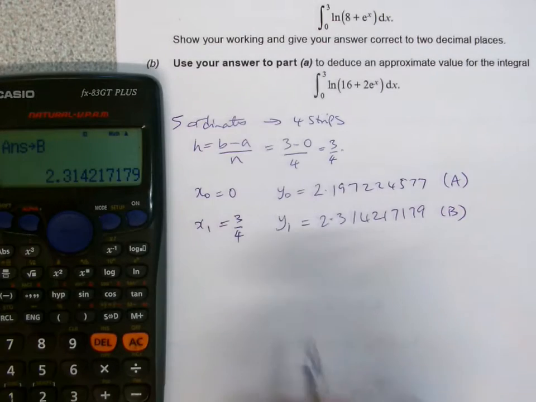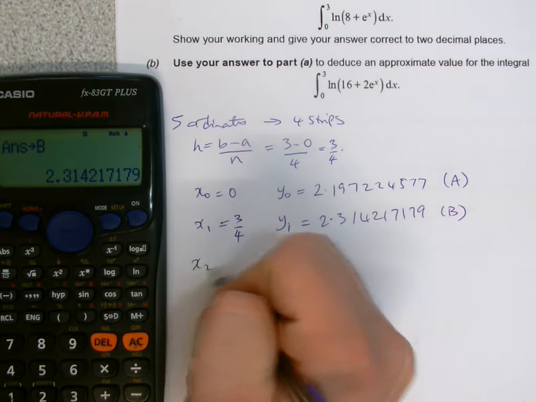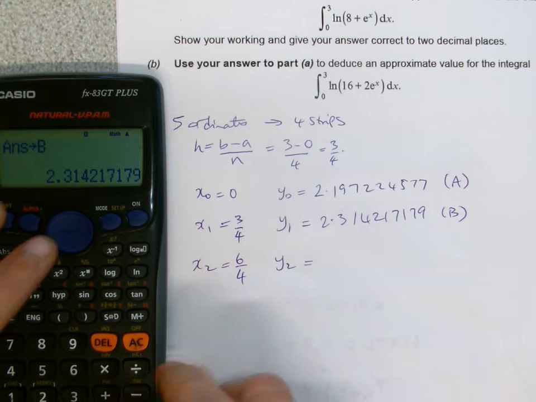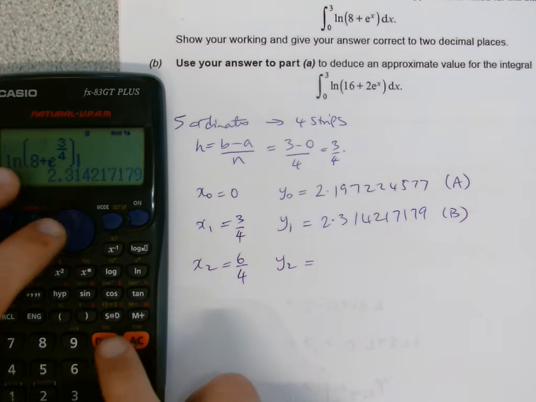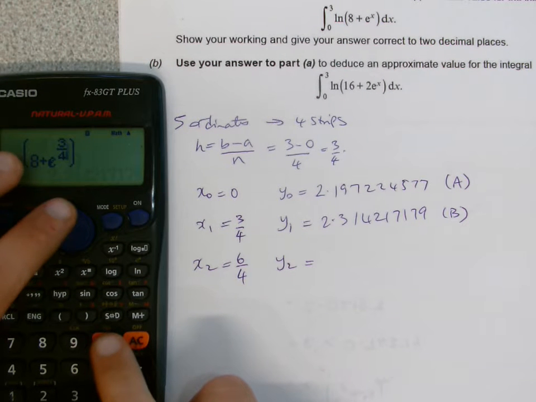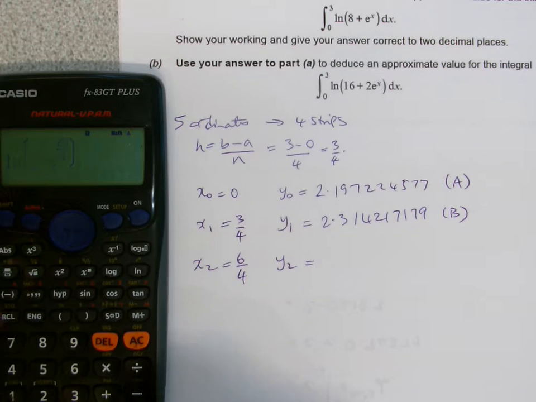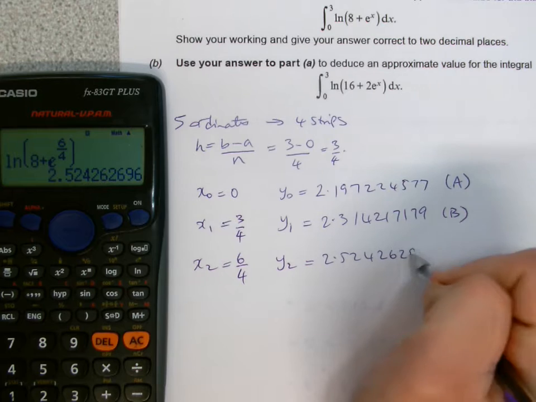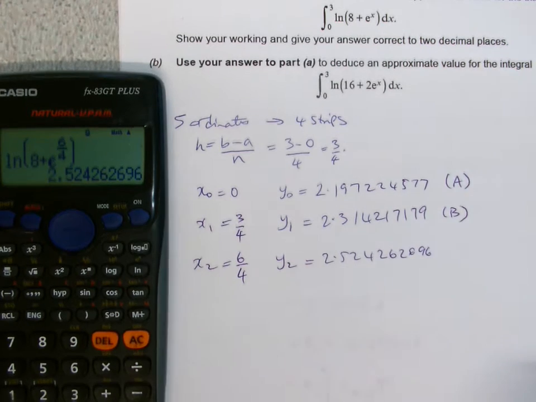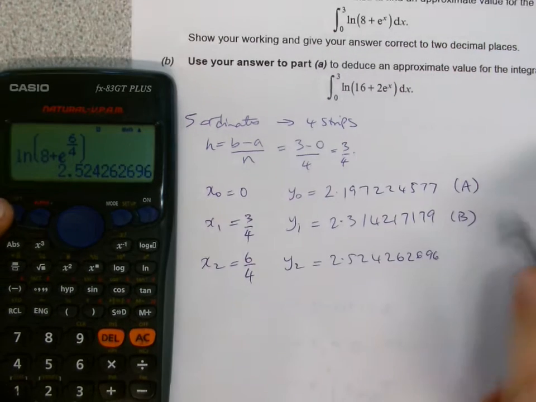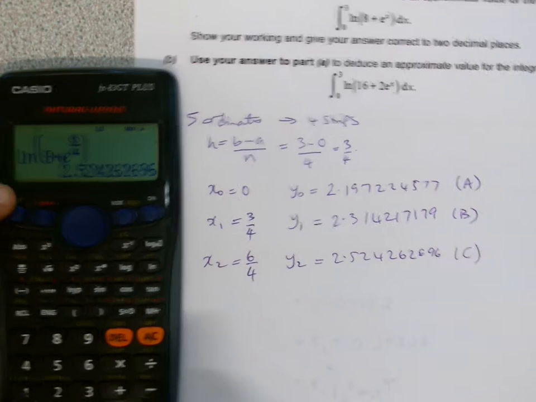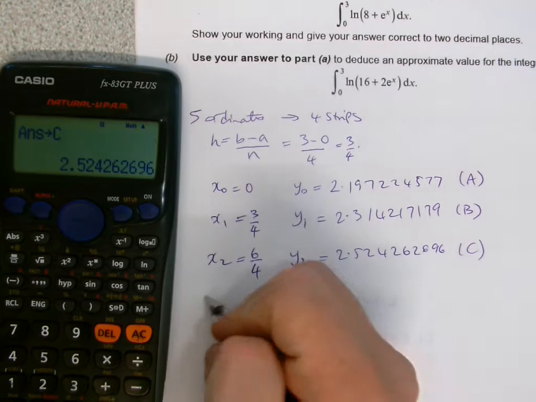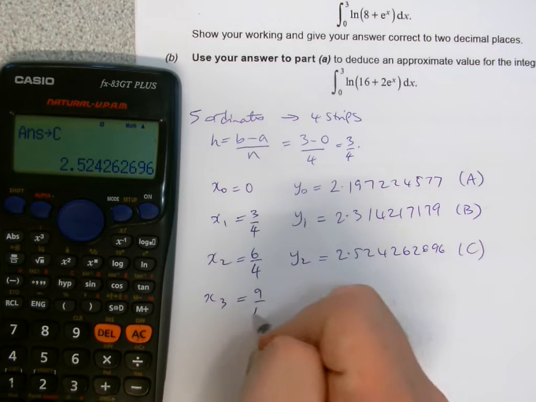So then we'll go for x2, another 3 quarters, that'll be 6 quarters, so y2 will equal, let's go back now up here, let's change that to 6 quarters. So then you get 2.524262696, okay? And then we're going to store that into C. Okay, so we'll do shift store C. Job done. And then x3, another 3 quarters will take us to 9 quarters.